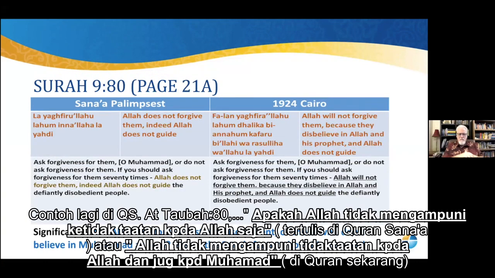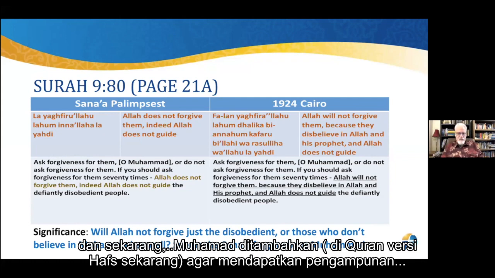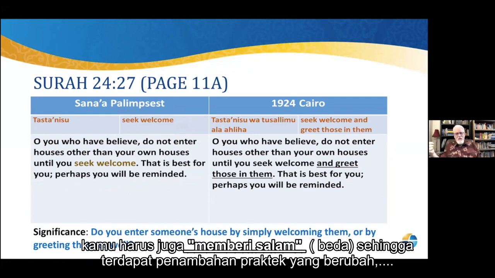Here in chapter 9, verse 80. Will Allah not forgive just the disobedient or those who don't believe in Muhammad as well? Seems that Sana'a forgot about Muhammad. They added Muhammad's name, just like the prayer and the zakat in the last instance. Here you have in the Kyrene chapter, now Muhammad is added as a means to get forgiveness. In chapter 24, verse 27, seek welcome in houses and greet those in them. So you can seek welcome as far as the Sana'a manuscript when you visit somebody, but according to the Kyrene text, you must also greet them. So there is a practice that has been added that would have a change.